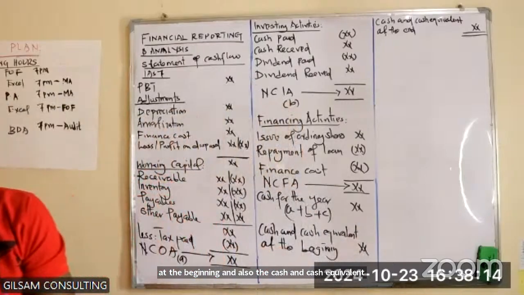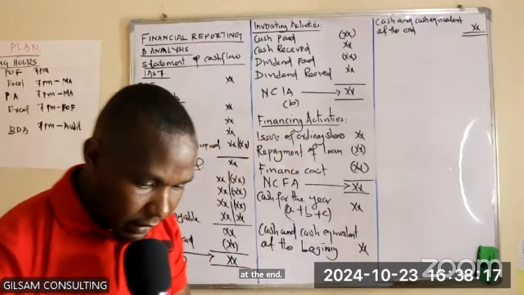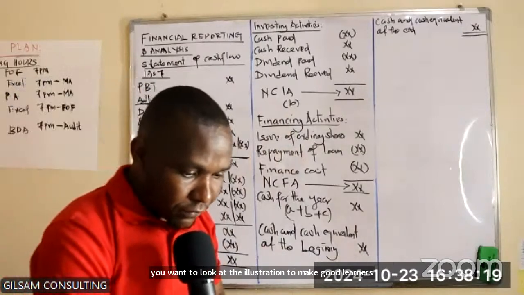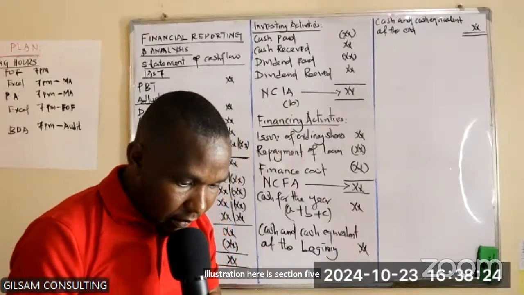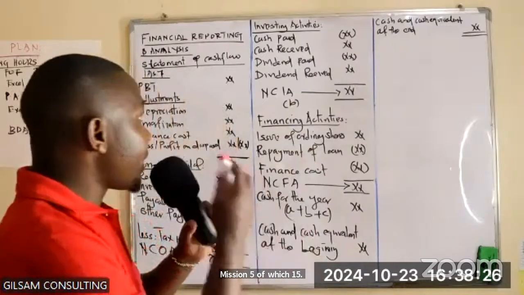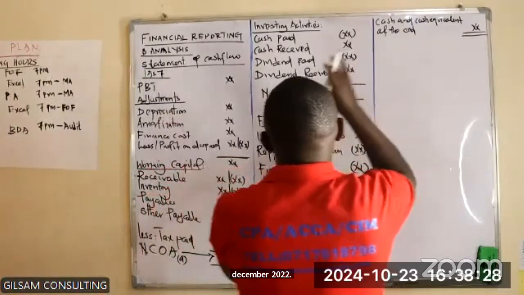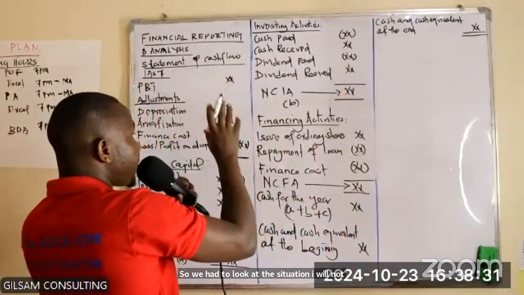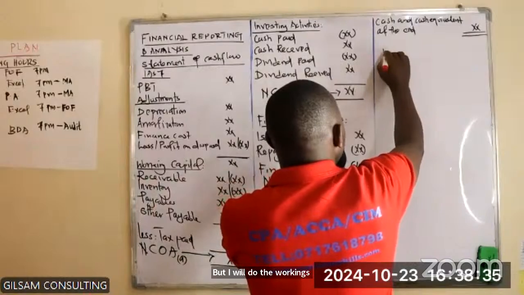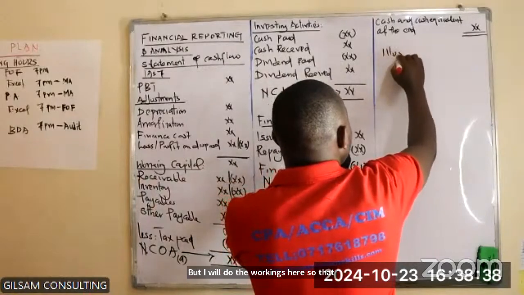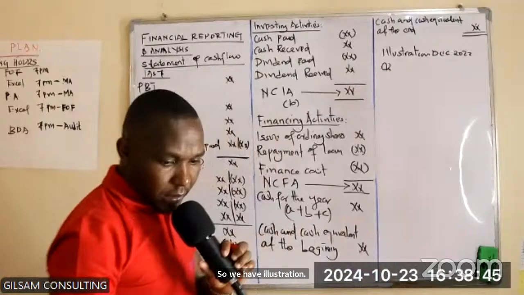So we want to look at the illustration, my good learners. Illustration here is question 5 of the sitting December 2022. So we want to look at the illustration. I will not delete or change my format here, but I will do the workings here so that we can paste whatever we have there. So we have illustration, December 2022 question 5.